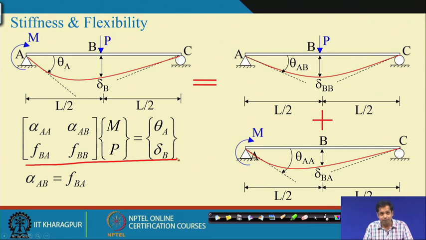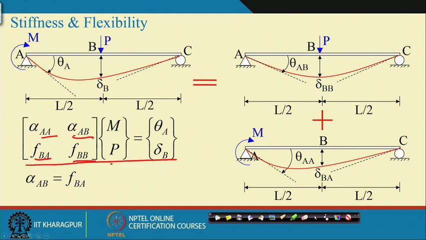Now, one thing is very important here. In the next slide I will substitute the values of alpha A B and all these values, but you will see that when we substitute, this matrix is a symmetric matrix, meaning the off diagonal terms are the same. So, in this case F A B is equal to F B A. What does it mean? F A B is the rotation at A due to the force at B, and F B A is the displacement at B due to the force at A.